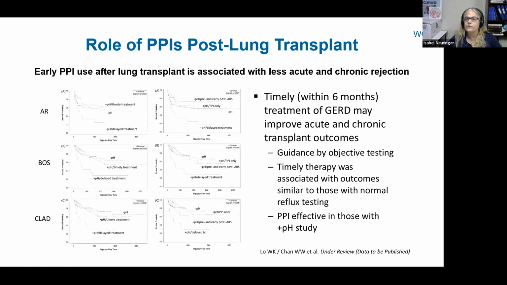The data for proton pump inhibitor use after lung transplant is generally more compelling and more positive. There's also a body of literature on this as well. This study, by Chan and colleagues under review, shows early PPI use after lung transplant is associated with less acute and chronic rejection, as one can see with the improved survival curves in patients who have had timely treatment of their GERD for acute rejection, bronchiolitis obliterans syndrome, and chronic lung allograft dysfunction.